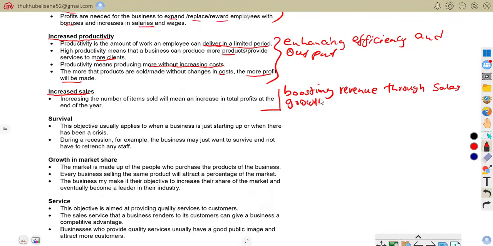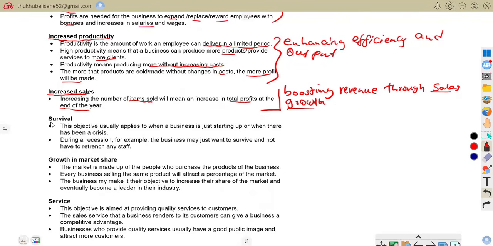Through sales growth. So that is why they say increasing the number of items sold will mean an increase in total profits at the end of the year. That is increased sales. So if you're going to sell more, it means that we are going to have what? Profits. You're going to have an increase in total profits at the end of the year. So we are boosting revenue through sales growth. We are trying by all means to increase our sales.